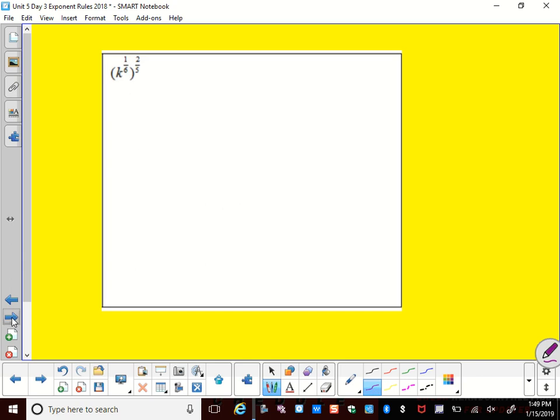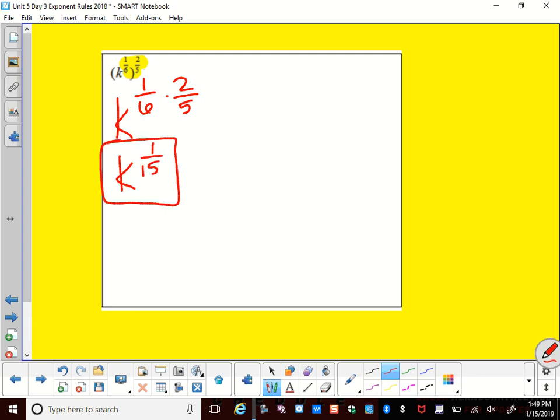Let's take a look at the next one. I want to multiply 1/6 and 2/5. So I have k to the power of 1/6 times 2/5. What do you guys get? What'd you get? 1 over 15. Good. All good on power over power?